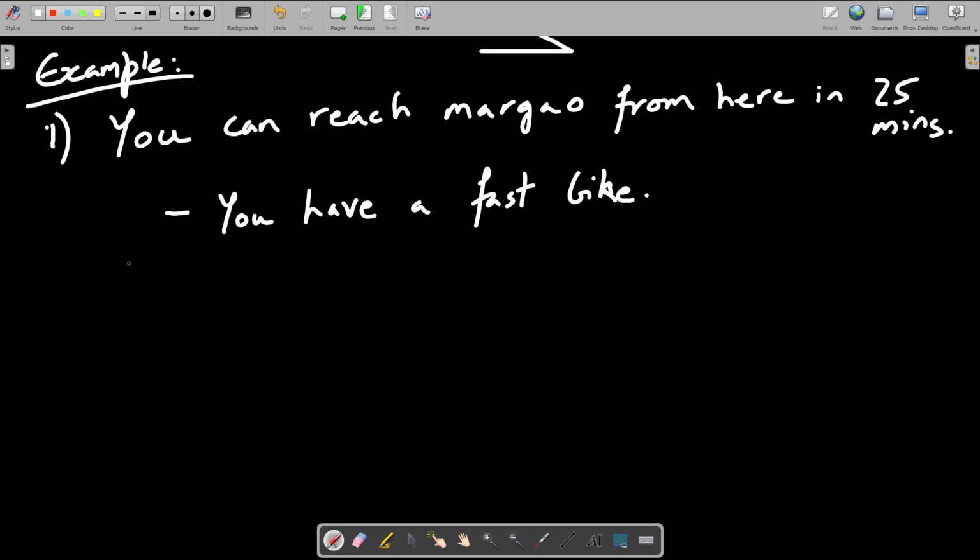Okay, so you have a fast bike. So how fast will you have to drive? What is the distance, by the way? Distance around 40 kilometers, no? I think so. You'll have to drive at around 80 kilometers per hour average speed.